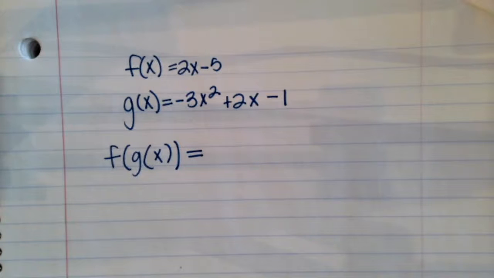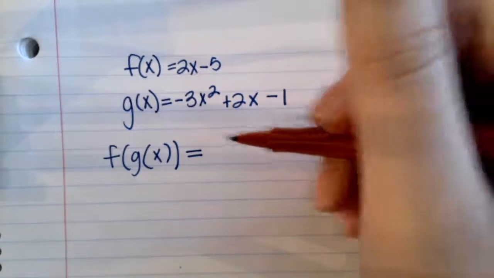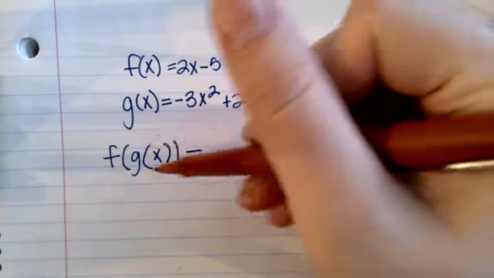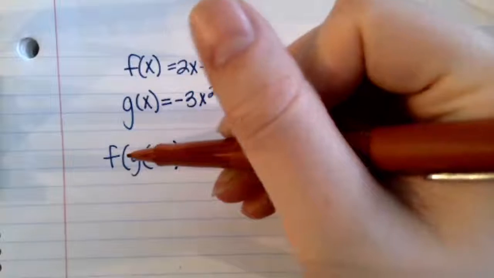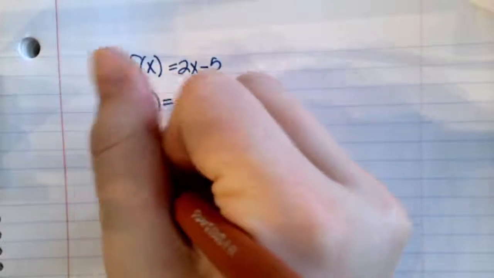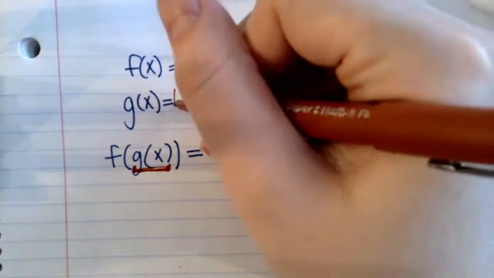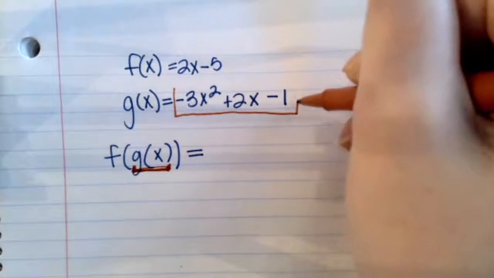So what I want to first identify is which one goes on the inside and which one goes on the outside. And you can see in our composite function statement, g of x is the inside. So this is the thing that's going to get plugged in to the other. And so what I like to do is I like to put the one that's getting plugged in inside of a box.